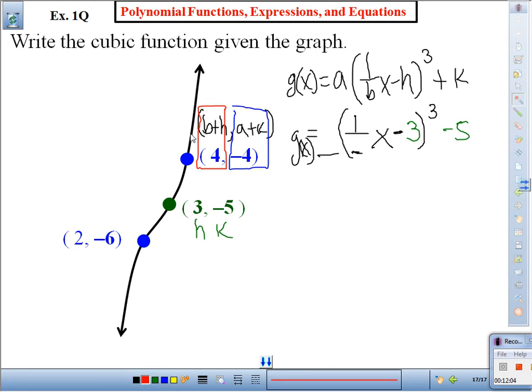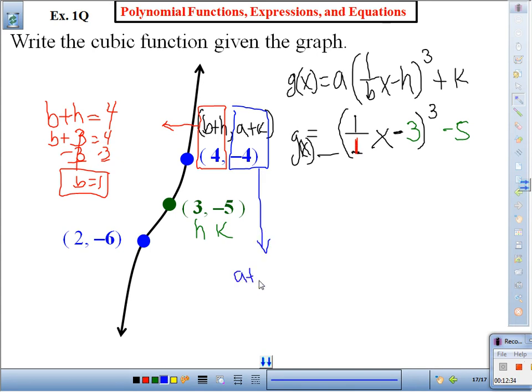Therefore, see where there's a difference? I'm going to go this way. For this one, b plus h equals 4. However, what is h? 3. So we end up with b plus 3 equals 4, minus 3. b equals 1. That goes right there. All right, this one, a plus k equals negative 4. However, k is negative 5. a minus 5 equals negative 4, plus 5, plus 5. a equals 1. And that goes right there.